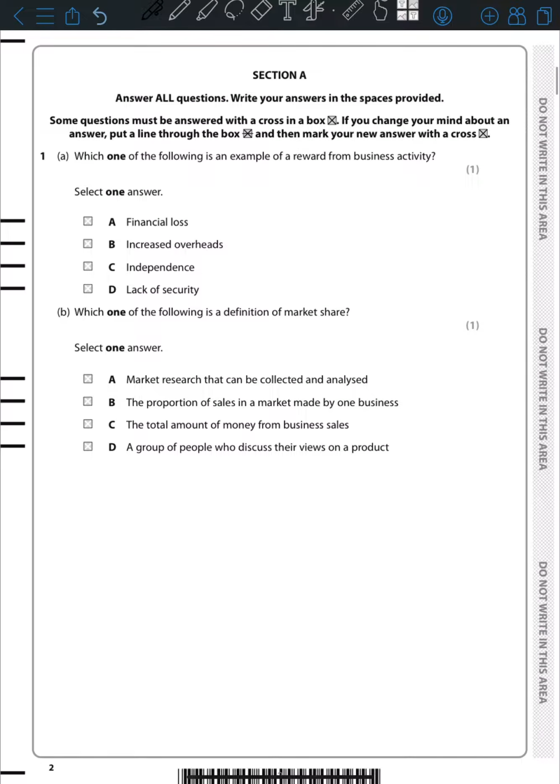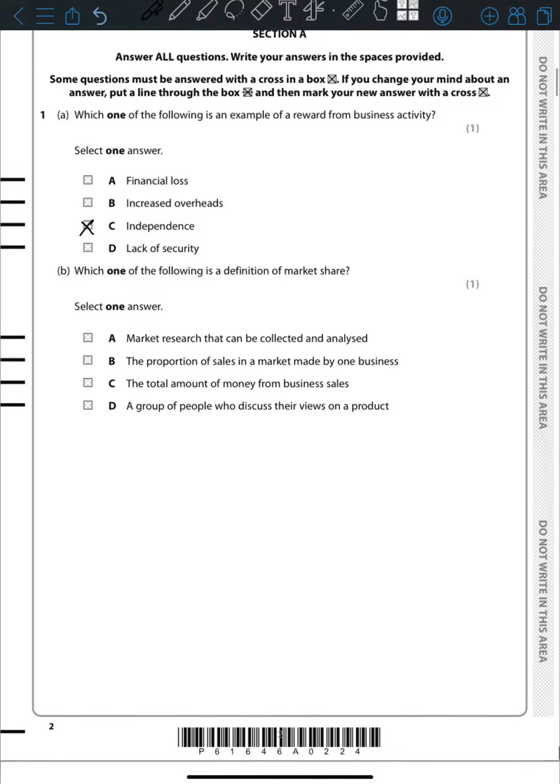So let's start. For question 1, it says which one of the following is an example of a reward from the business activity. We have to select one of them, and let's do some trial and error. Financial loss does not seem like a reward, it's rather a risk. Increased overheads, same with it, it's a risk. Independence seems like the correct answer. Let's check D as well. Lack of security, this also seems like a risk associated from a business activity. So our correct answer will be C, which is independence.